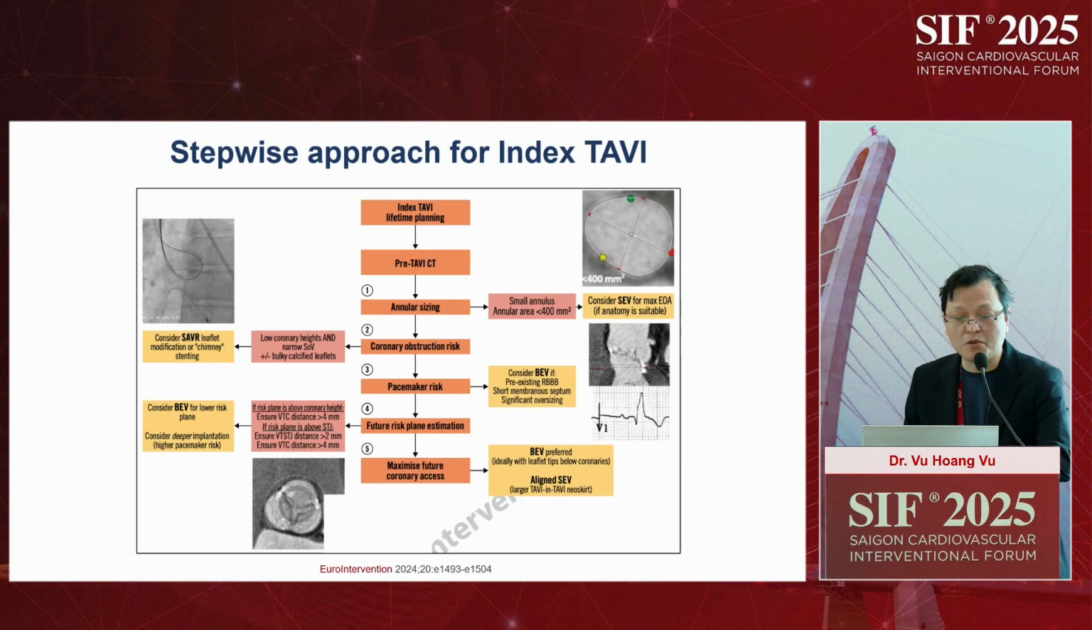So in daily practice, what do we do? We have some steps for lifetime management, especially for the small annulus. The first step is annulus sizing. If we have a small annulus, we might prefer self-expandable valves, if possible. Of course, we have to consider other things: the coronary obstruction risk, the pacemaker risk, future risk plan estimation, and also the next TAVI, valve-in-valve, something like that. So we have to consider all of that, but annular sizing is the first step in daily practice.